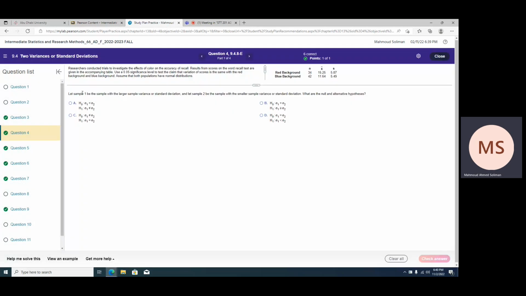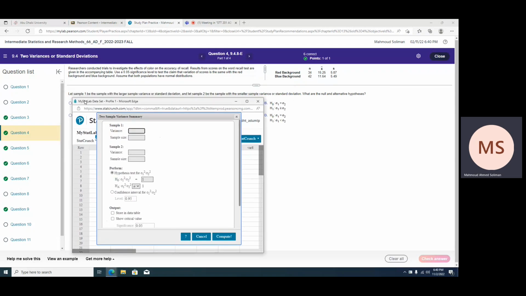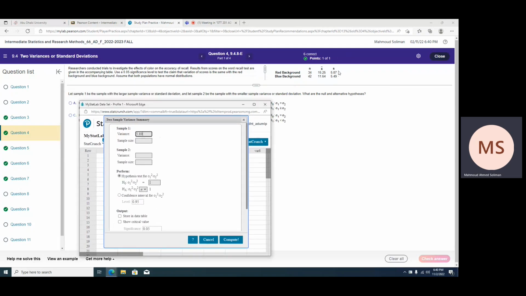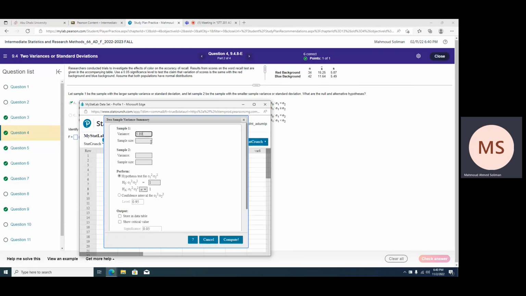So here, sample 1, sample 2. Sample 1 is the larger one. So stats, variance, two samples, summary. Okay, it's saying it's the same. So here we put not equal. It says the same here. So not equal. I don't see the 8.87.49. So 7 squared, 34. 29. So not the same. Correct.